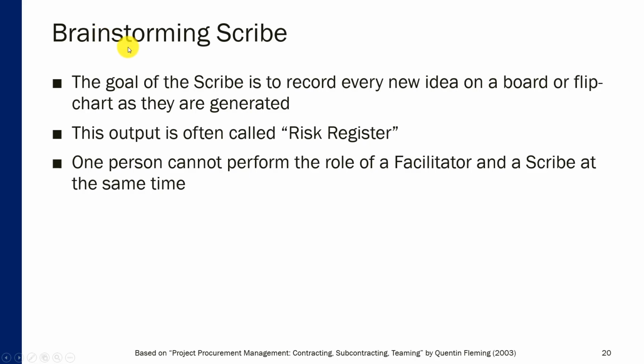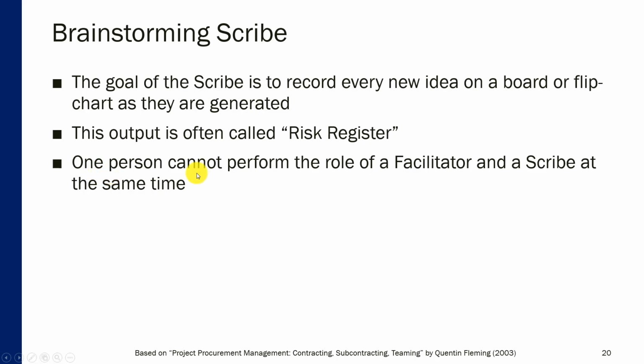Now, some of the tasks or goals of a scribe. The goal of the scribe is to record every new idea on a board or a flip chart as they are generated. Sometimes you may have a scribe who is taking notes for everything, and then another scribe who is trying to identify the most important items from the information exchange. And one way to do it is to have a whiteboard or flip chart right in front of everybody, and as those ideas are being generated, those ideas are captured on this whiteboard or chart. And this output is called the risk register. This is the ultimate deliverable of a brainstorming session related to identifying risk.